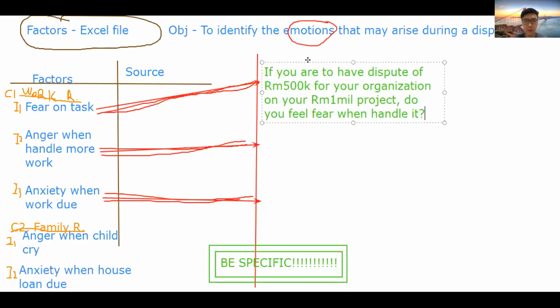My questions. Can anyone tell me these specific questions? How many percent of dispute happened for this project? I want to understand your level of understanding. How many percent of dispute happened in this $1 million project? How many percent?